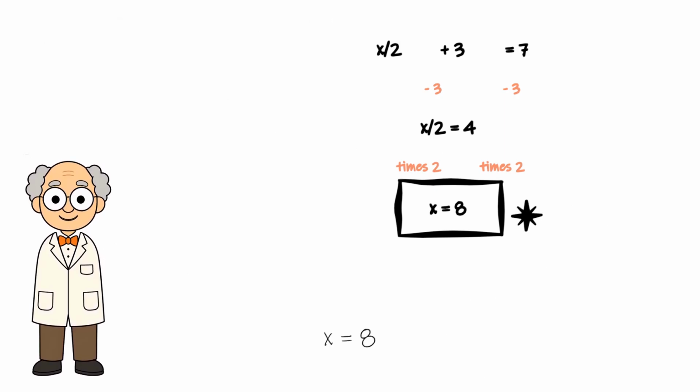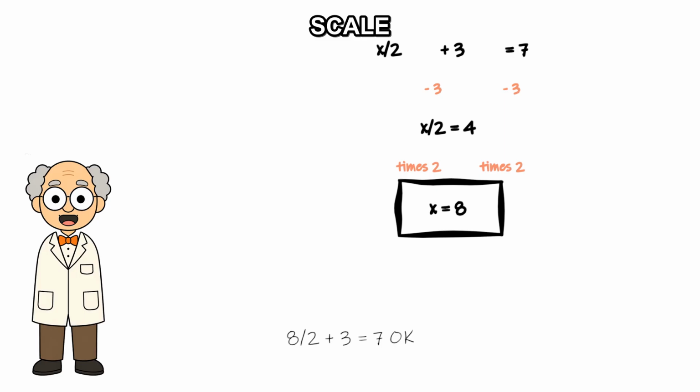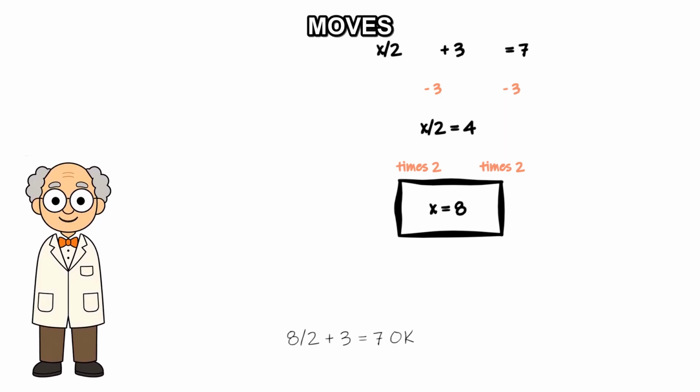Box it in. Check it. X is 8. Half of 8 is 4. 4 plus 3 is 7. The scale is happy. 2 moves. Peel the layer, then clear the fraction.